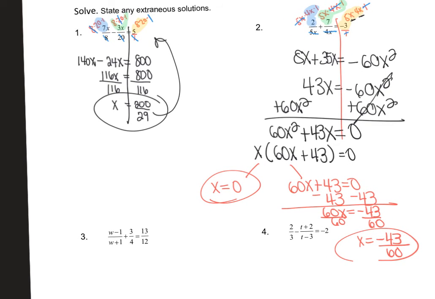Now, this is a problem, and I know right away it is because I cannot divide by 0. So x equals 0 is an extraneous solution. I told you we'd see one. Okay, so x equals 0 is an extraneous solution. So the only real solution you have to this problem is x equals negative 43 over 60.